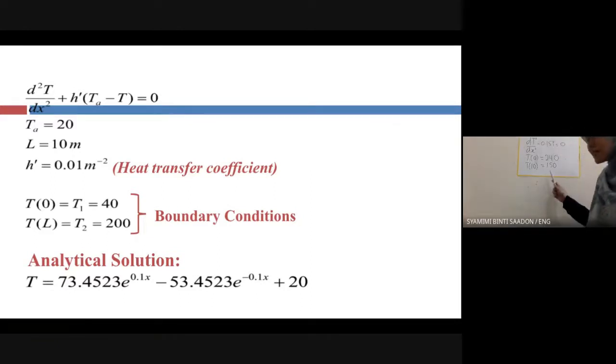Try to solve this analytically first. We want to see the analytical solution. Normally, when you solve a differential equation like this one, we have to assume that T is an exponential function. Try to solve this analytically first, and then we do the shooting method.